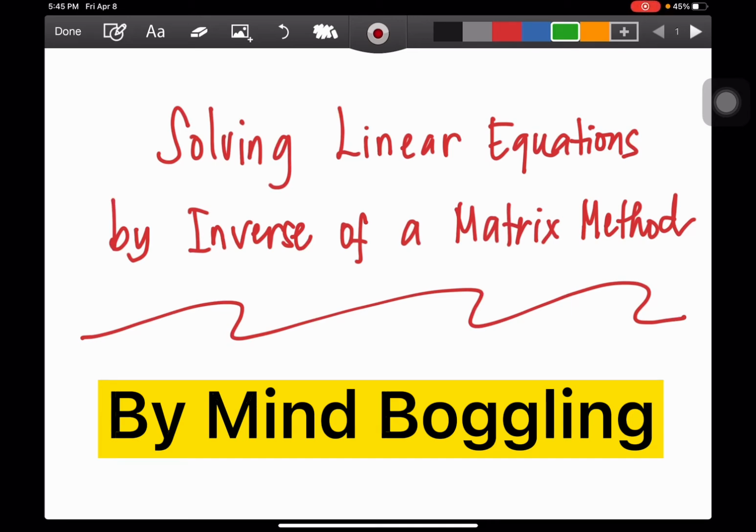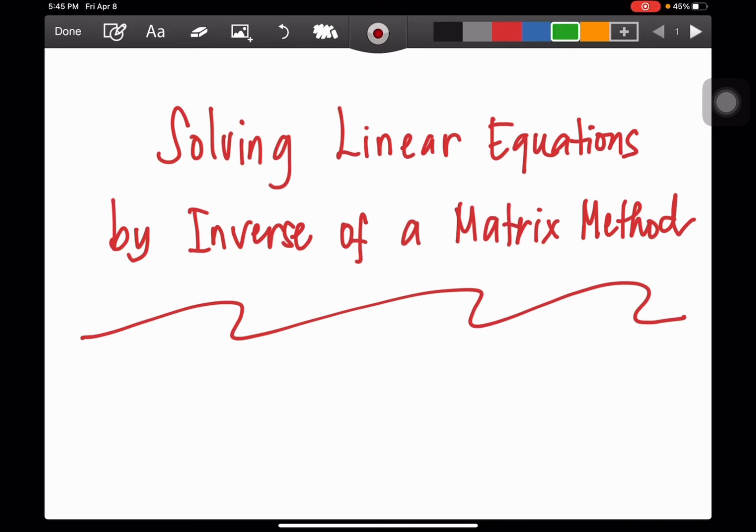Good morning, guys! Today, we are going to solve linear equations using the inverse of a matrix method. In our previous video discussion, we have used the Gauss-Jordan method in solving a system of linear equations.